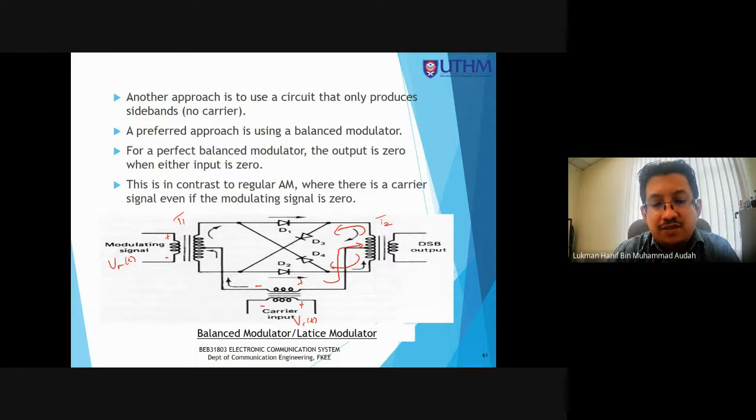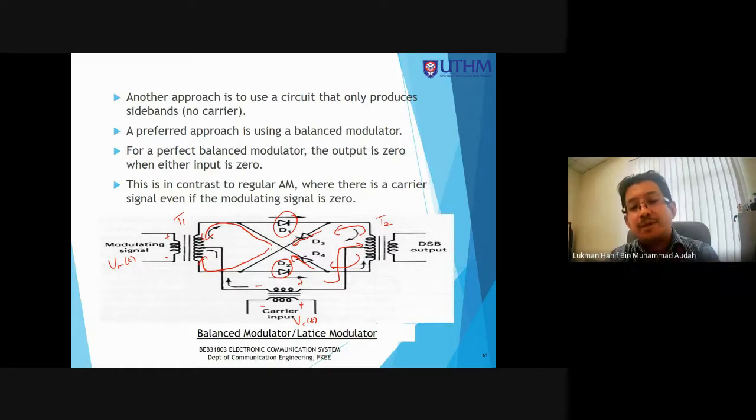Dalam kes ini D3 and D4 will switch on, manakala D1 and D2 will switch off due to the reverse bias. Akibatnya current akan mengalir seperti ini, dan juga seperti ini. So dia bertukar arah. So dia menghasilkan another half cycle, another wave, gelombang pada output.